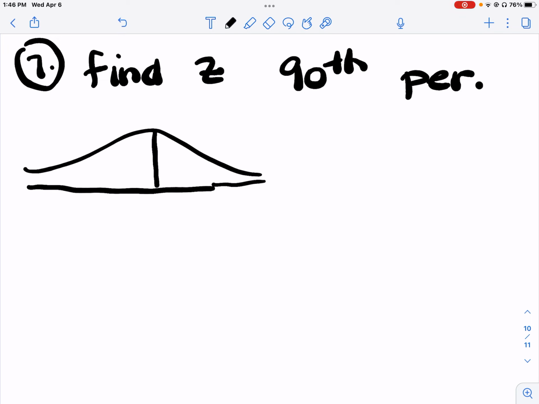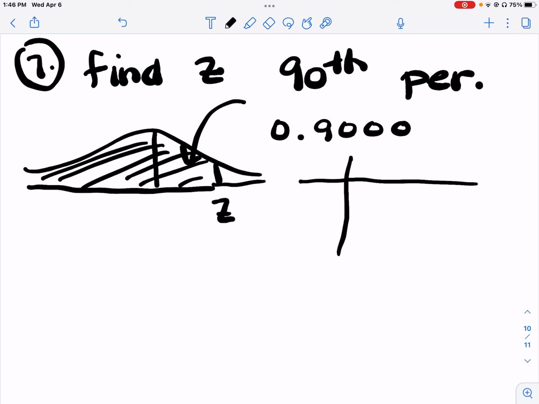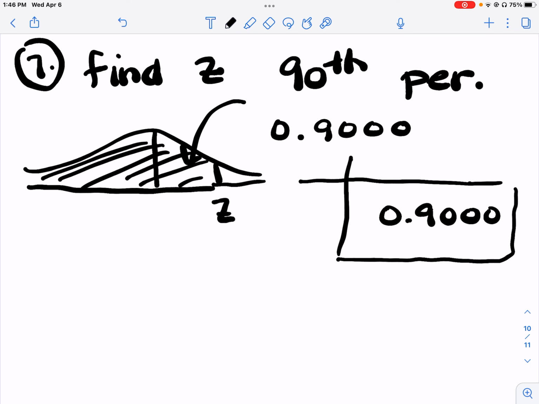Okay, since 90% is more than 50%, we know that our z is over here, and this area is 90%, as a decimal 0.9. So you're looking for 0.9 in the body of the chart. We're going to try to find 0.9000 in the body of the chart, those 4-digit numbers, because these are areas.